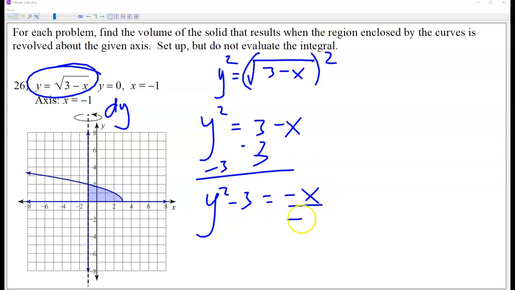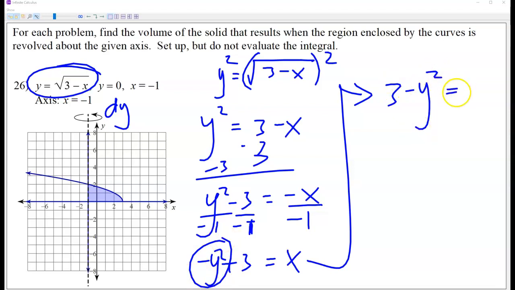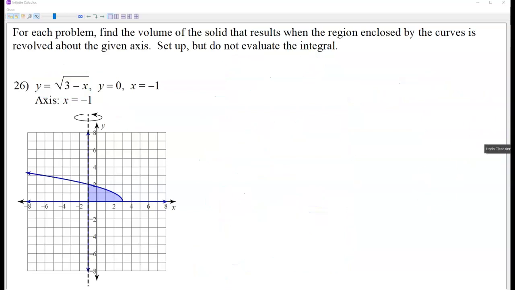And I don't like that negative there with the x, so I'm just going to divide everything by a negative 1. And that ends up giving me negative y squared plus 3. And that's good enough, but I'm pretty sure in the software how they're going to write it is they're going to put the negative 1 second, so they're going to write it like this, positive 3 minus y squared. Okay, so we're going to change the equation into that before we even begin. So I'm just going to put an x through that, and I'm just going to put here 3 minus y squared, because we already know that's the one we're going to use since we're doing dy, because we have a vertical axis of rotation.